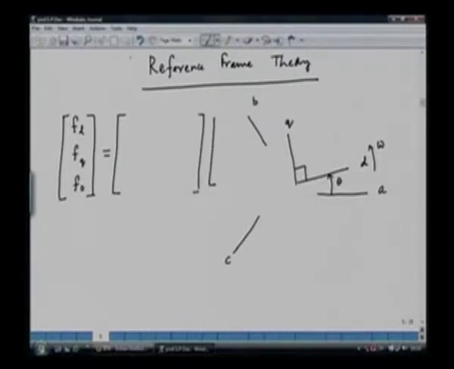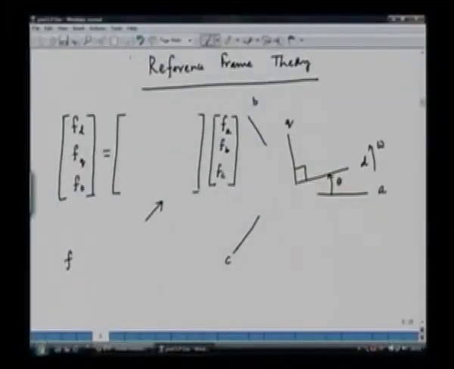and this transformation will give us FD, FQ and FO from FA, FB, FC. Now what are these FA, FB, FC? They could be voltage, they could be current, they could be flux linkages for an electric machine. So we can say that F can be voltage, can be current or flux linkage.